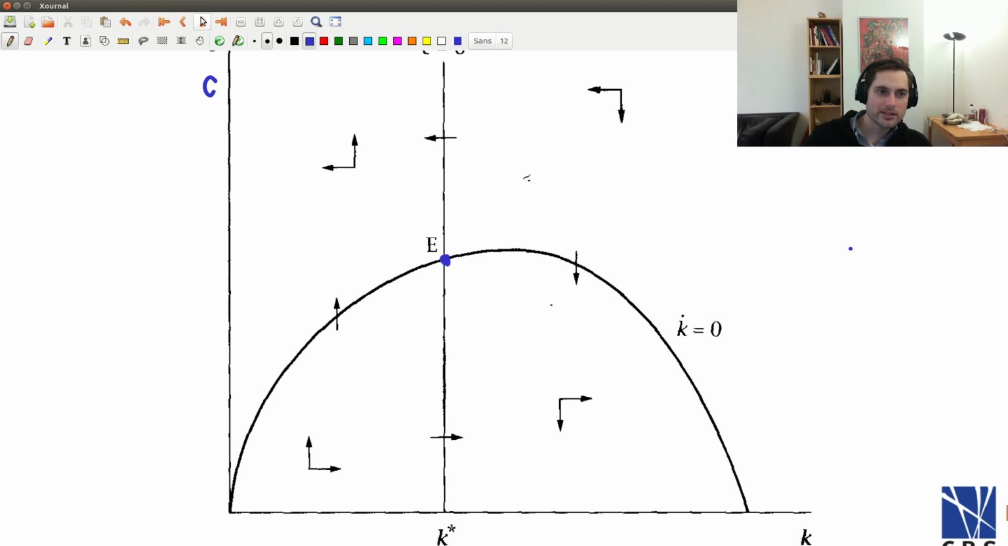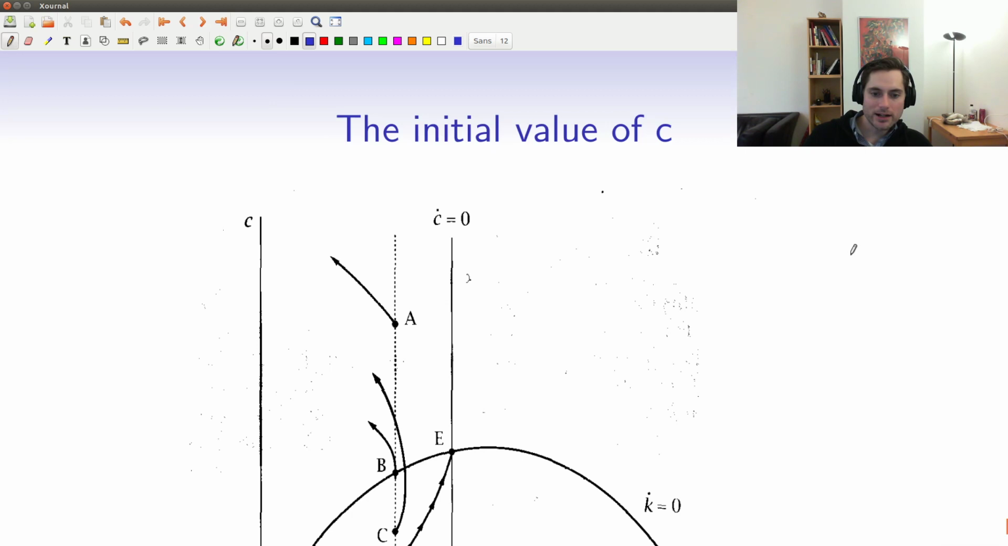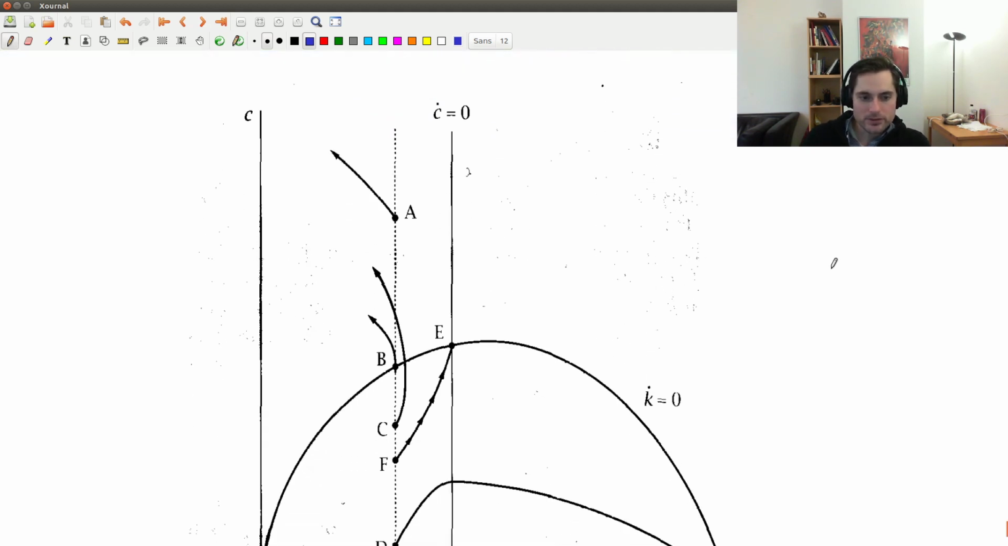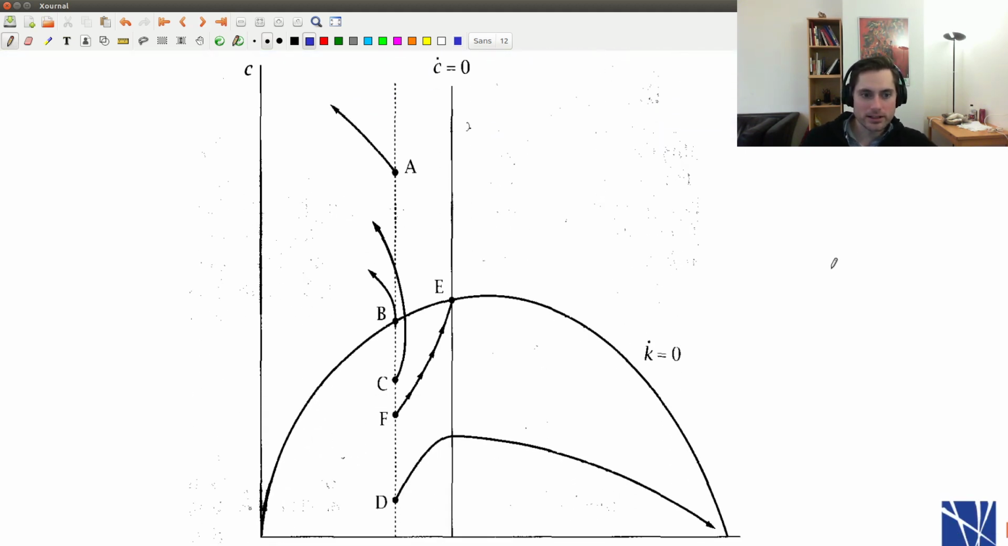So from this, the cool thing about these graphs, this is called a phase diagram. We can actually read off some dynamics of the model. Okay, so if we start at F, then we're going to get, you know, this quadrant, recall that little c is increasing and little k is also increasing.